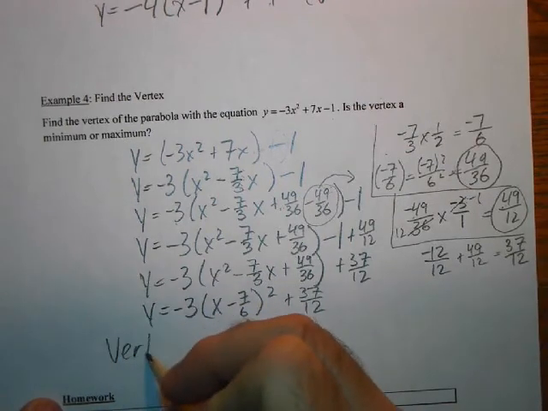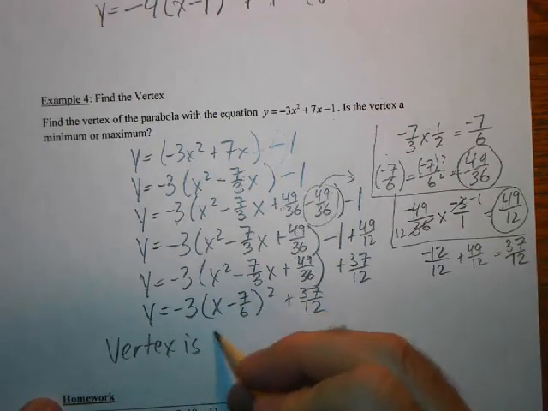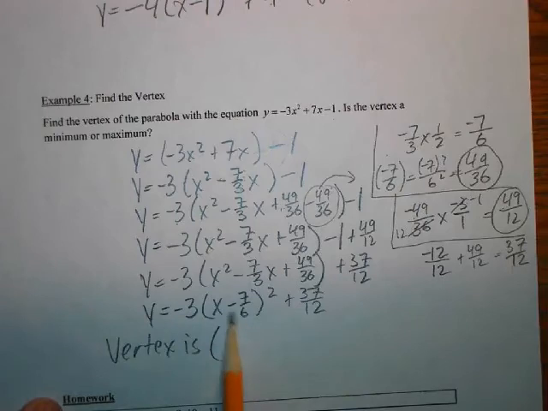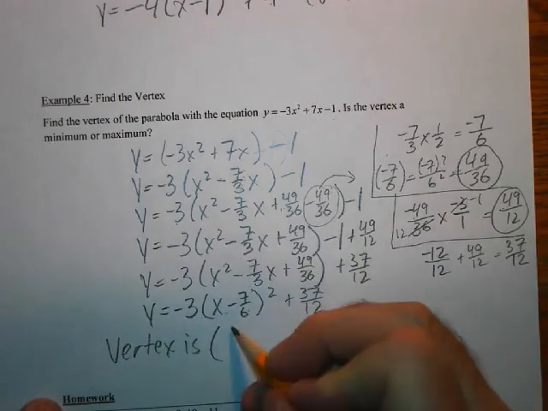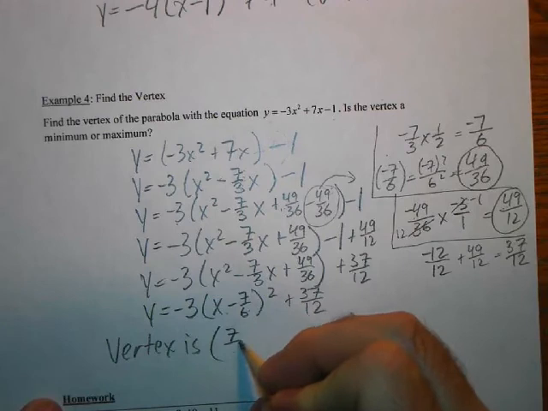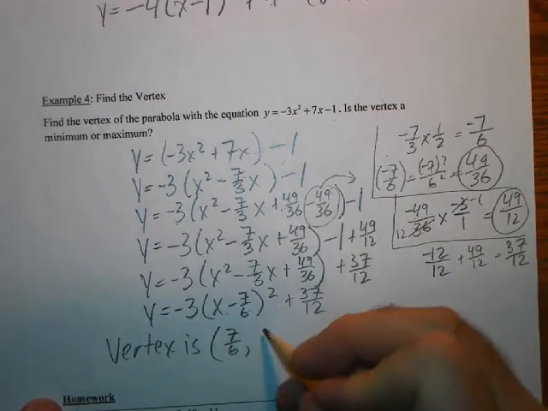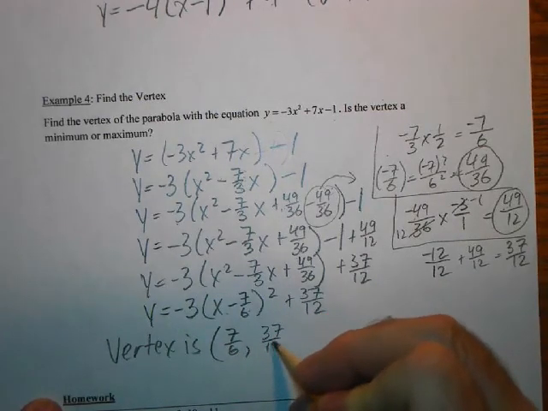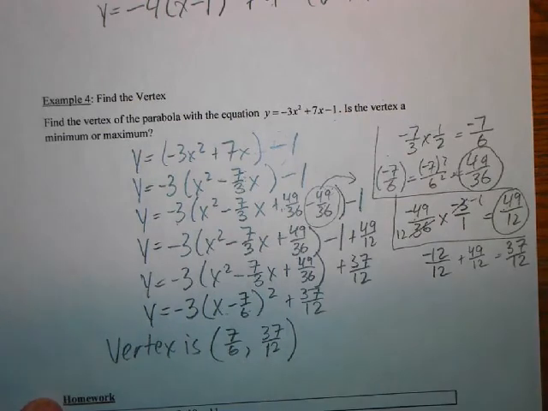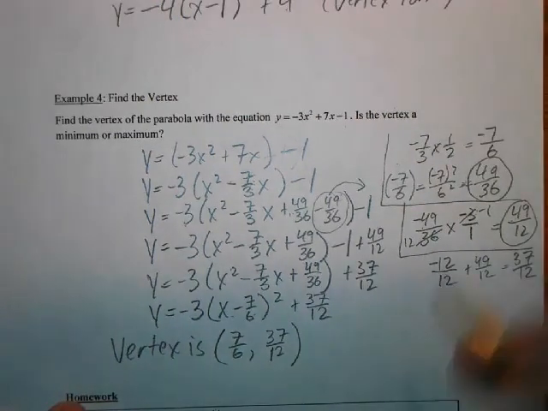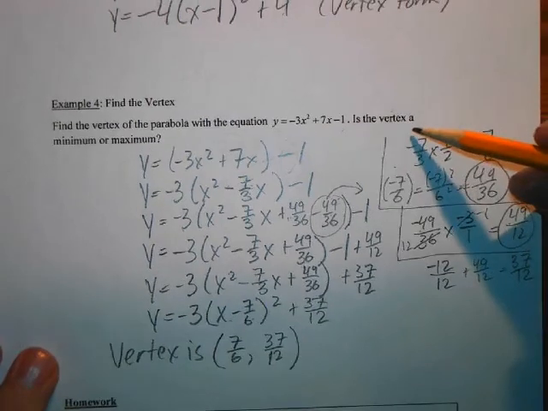So that we can then state the vertex is, and now this is minus 7/6. So h is actually 7/6. So we'll just leave it like that. And then we have 37 twelfths as our k value. It goes there. And then the other question was, is the vertex a minimum or a maximum?